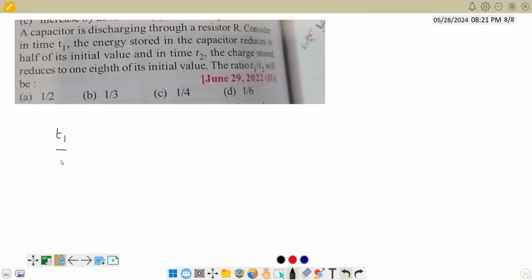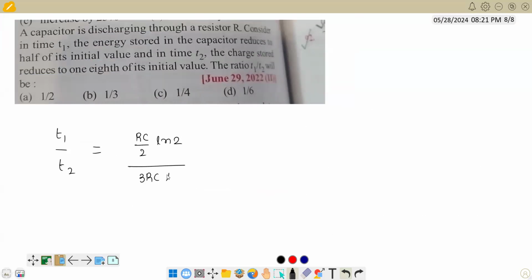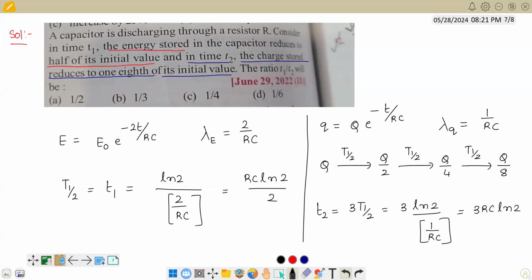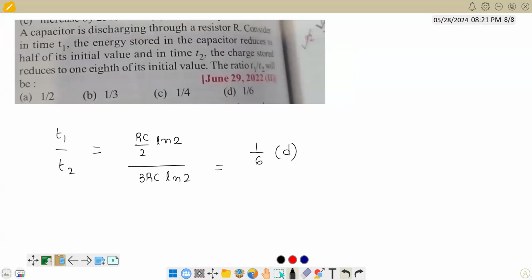If I do T1 over T2, you will get RC by 2 into ln 2 divided by the T2 value, which is 3 RC ln 2. So 1 by 2 by 3. So it would be 1 by 6, which would be option D. So once you know the concept of half time, these kind of problems we can solve very easily. I hope you understood the importance of half time and what half time is.